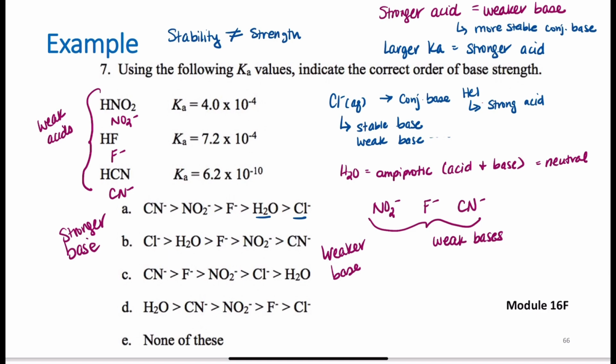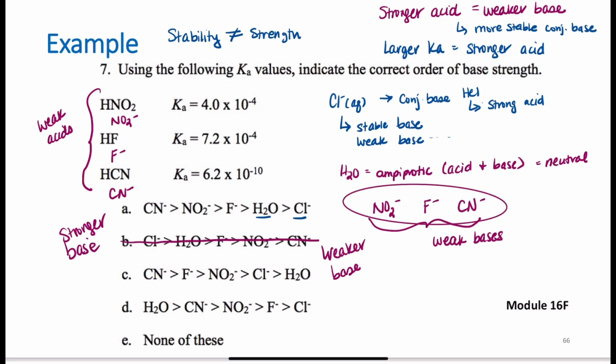Okay? Right away, I know, without even thinking about it, that cuts this one out. Because B is telling me that chloride is my strongest base. I know for a fact chloride will not be a strong base. Chloride is the conjugate base of a strong acid, which makes it weaker than any of these ions.